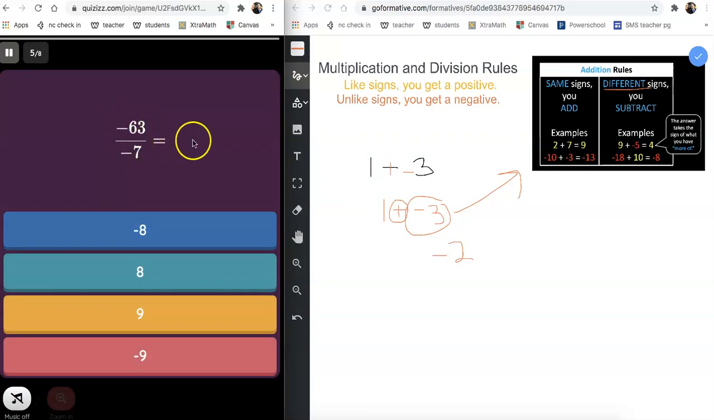-63 divided by -7, well, this is division. Like signs, you get a positive. These are like signs, they're both negatives, so we're going to get a positive. And a -63 divided by a -7 gives us a +9.